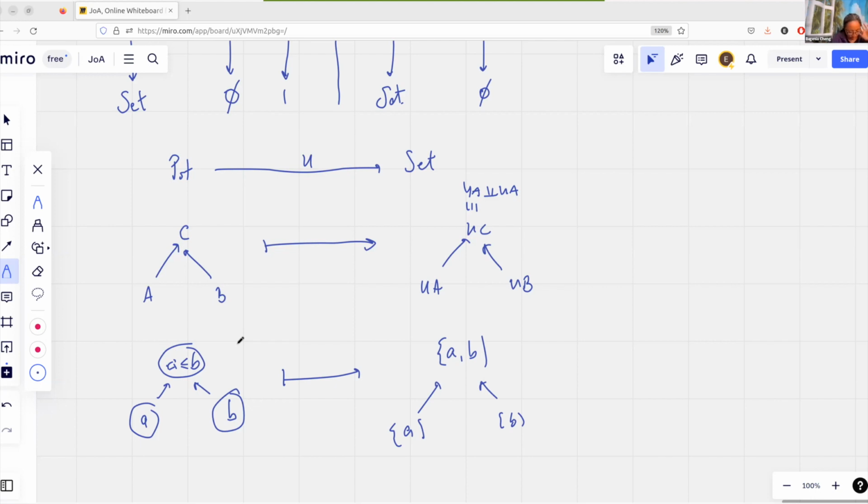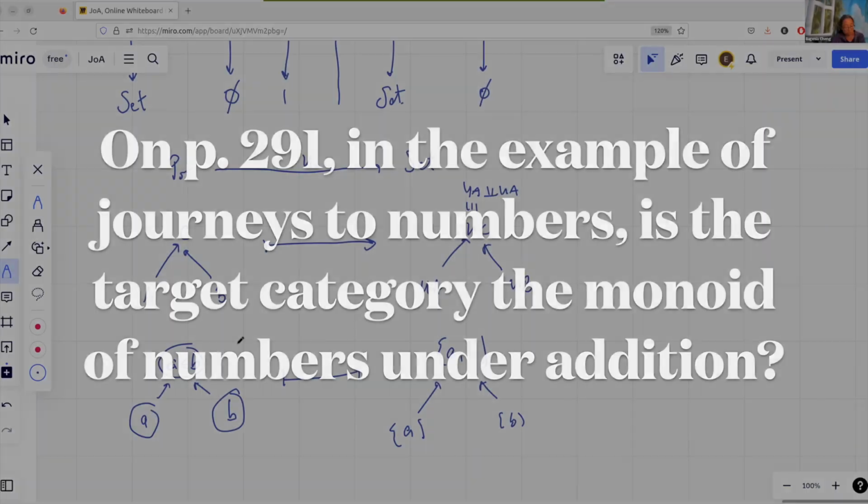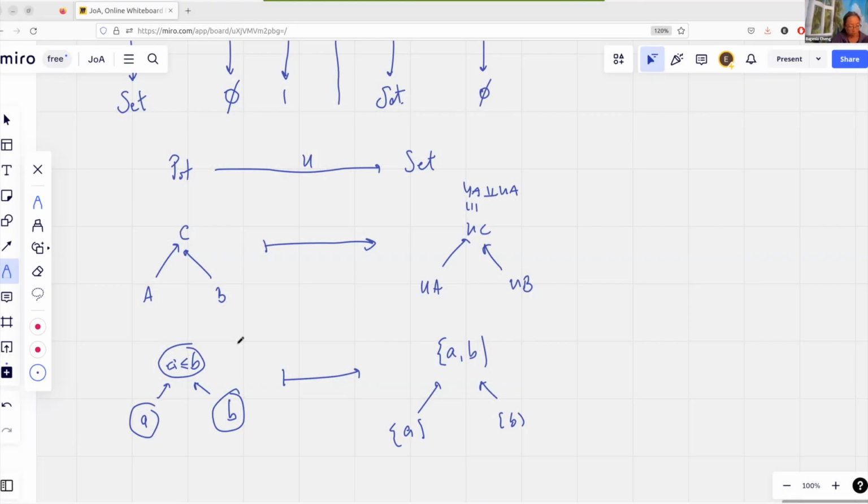Good. Next question, page 291 to 2. In the example of journeys to numbers for prices of the journeys, is the target category the monoid of numbers under addition? Yes. So that when you compose a journey, you add the numbers. So it's not the category where numbers are objects. Correct. Okay, good.